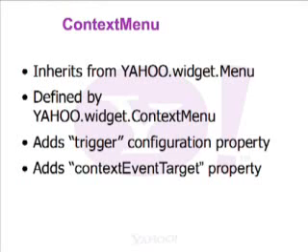It also adds a context event target property, which essentially will return you the DOM element on the page that was the original target of that context menu event. And this is useful if you, for example, have defined the trigger for your context menu to be an HTML table, which has a fairly complex DOM. So you've got lots of child nodes.